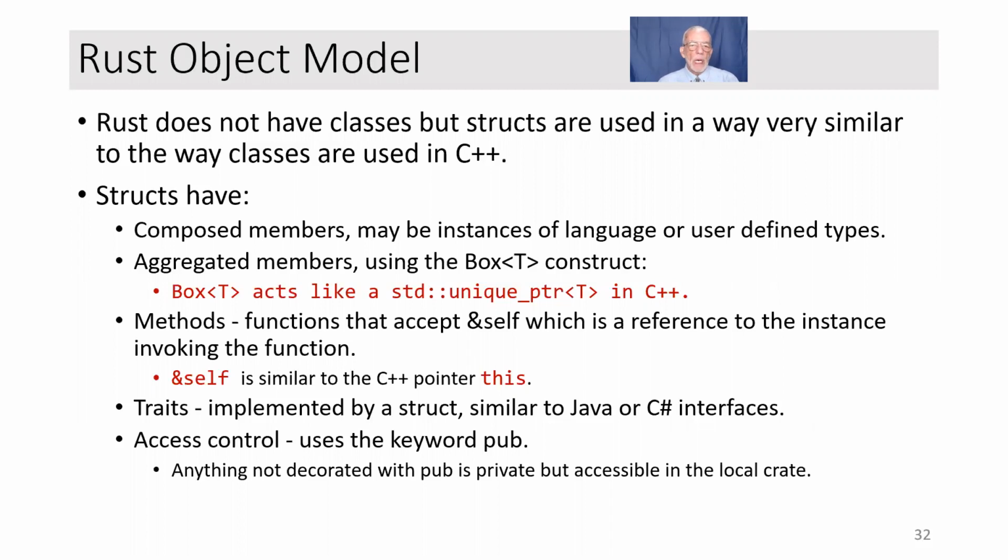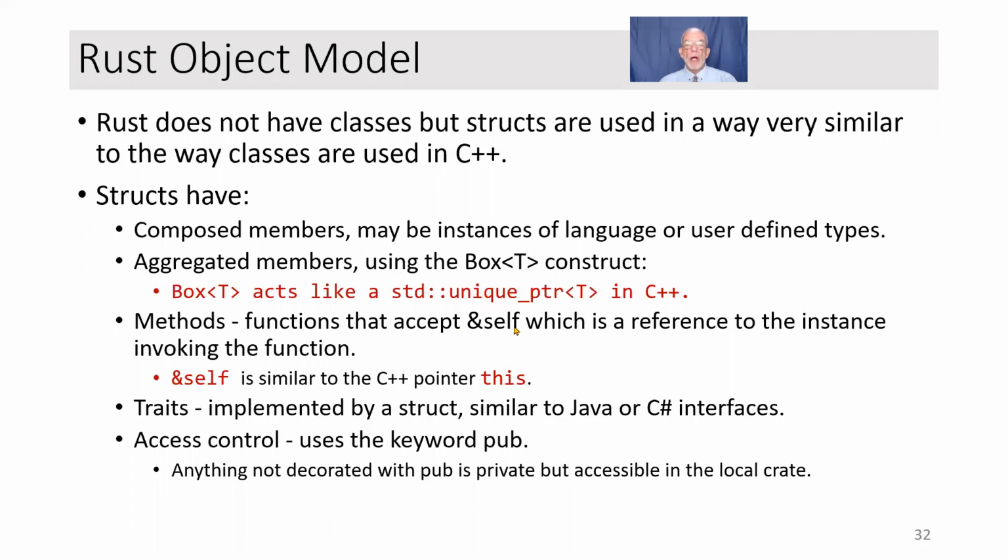Structs can have composed members. These might be instances of language types, but they can also be instances of user-defined types. They can have aggregated members, and we get that by using the box construct. Box is a wrapper that manages data on the heap. And so, if we have a reference to something on the heap, that's an aggregation. And Rust structs have methods, just like C++ classes. We can give them methods.